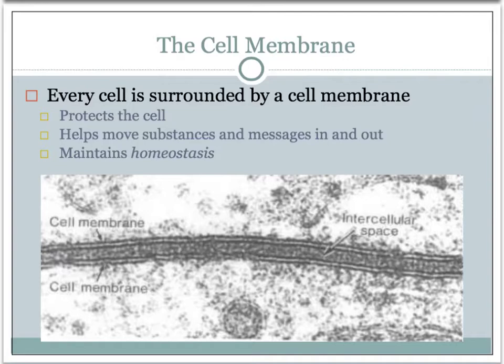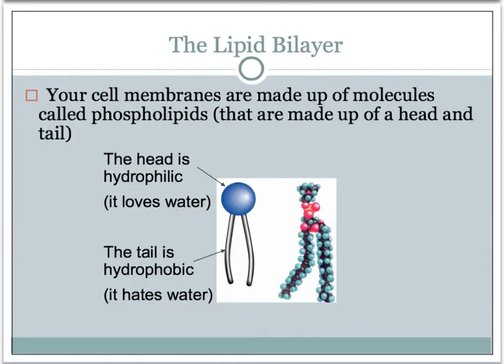Cell membrane protects the cell, helps move substances and messages in and out, and helps maintain homeostasis. Remember, homeostasis is balance. When we reviewed macromolecules, we talked about how your cell membrane was made up of lipids. Now, since we're reviewing the cell membrane, we'll talk a little bit more about these lipids. These lipids are specifically referred to as phospholipids.